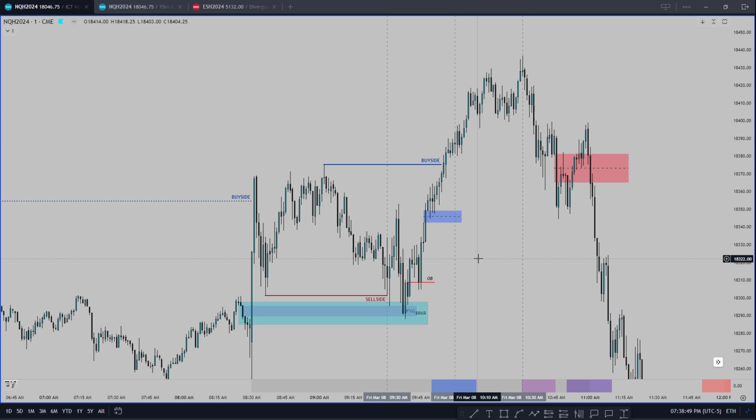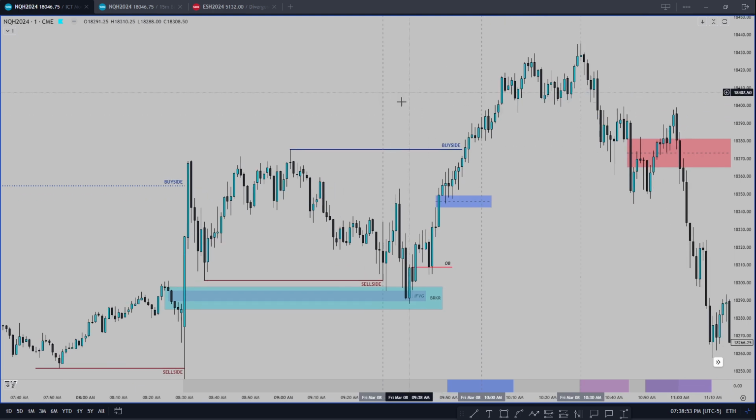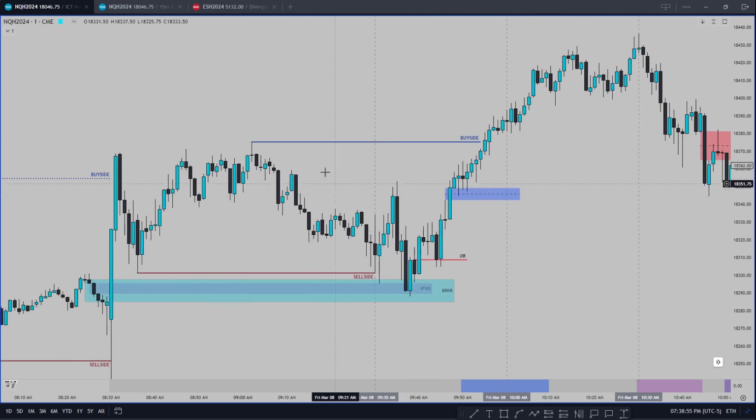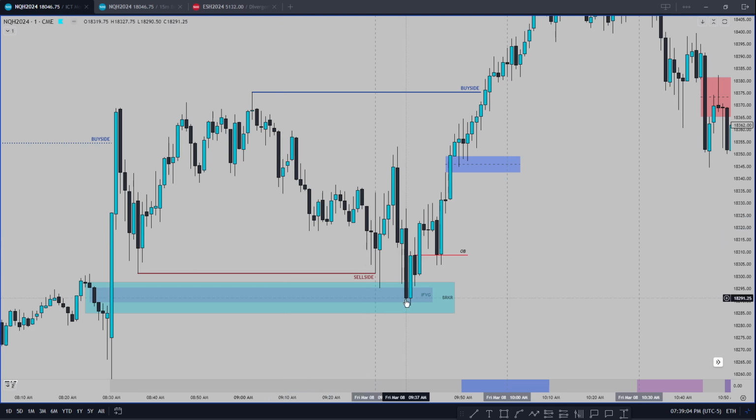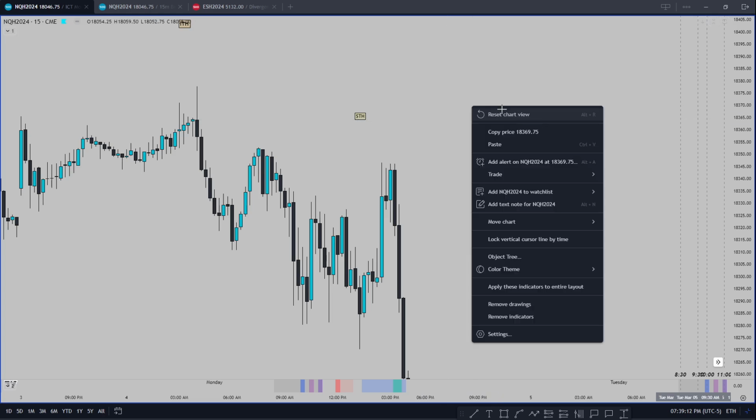So would you call that an MMXM in some sense moving towards buy side? In here? Yes. Right in here. If you look at this, if this is a 1 minute MMXM, what PD array do you think we're reacting off of? On what time frame? Well, if it's a 1 minute, I'm assuming it's going to be a 15-minute fair value gap or a 15-minute liquidity sweep, right?